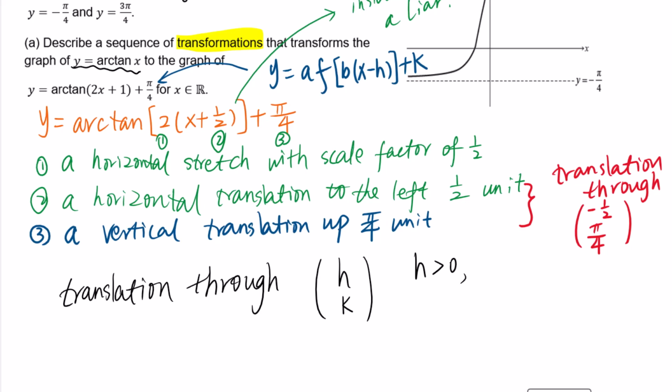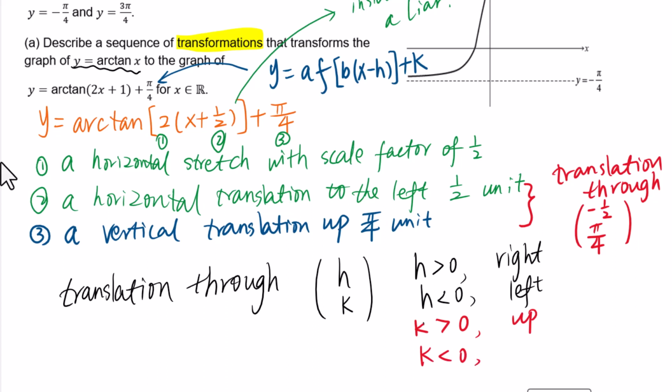When h is positive, it means translate to the right h units. When h is negative, it means translation to the left h units. When k is positive, it means translation up k units. When k is negative, it means translation down k units. We prefer translation through vector because it's much, much easier.